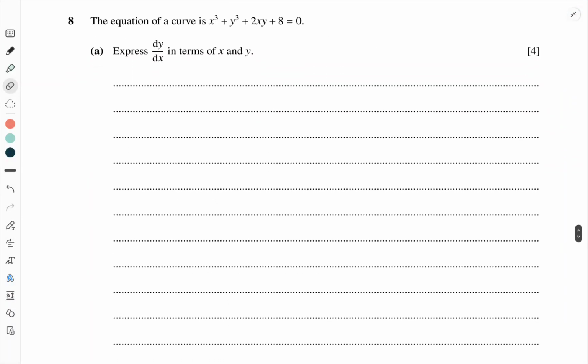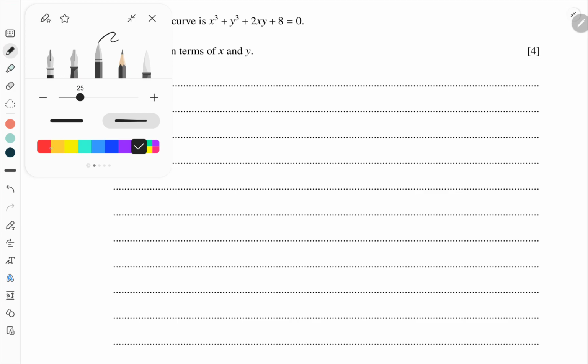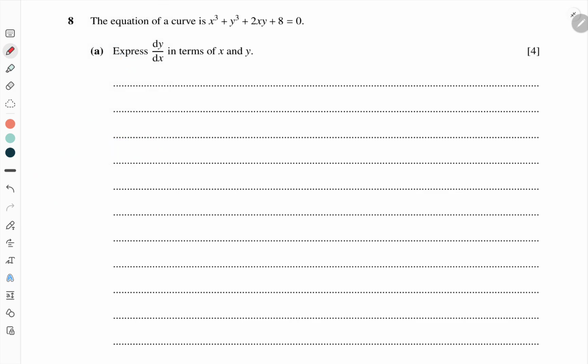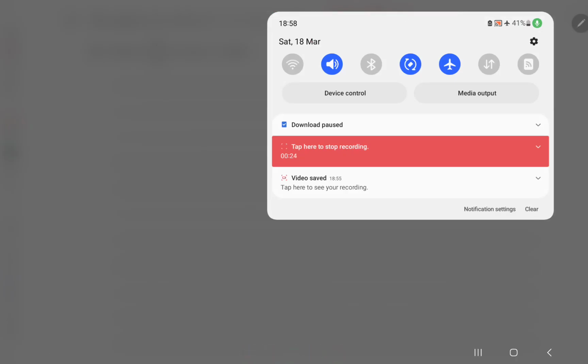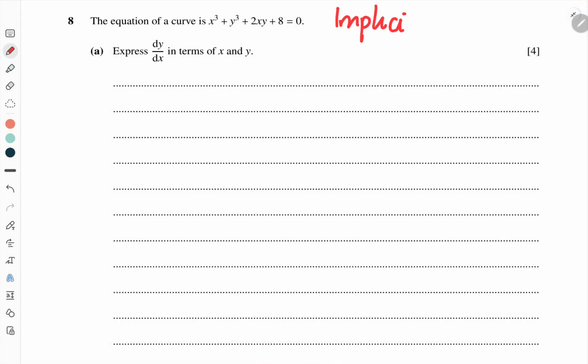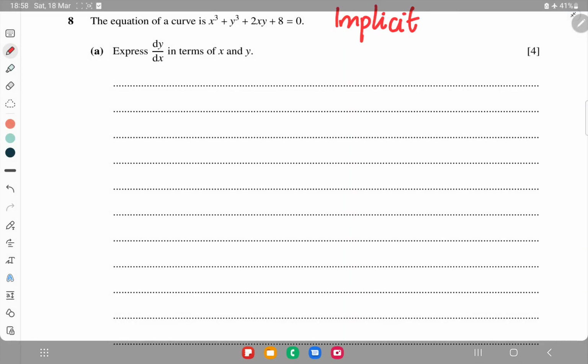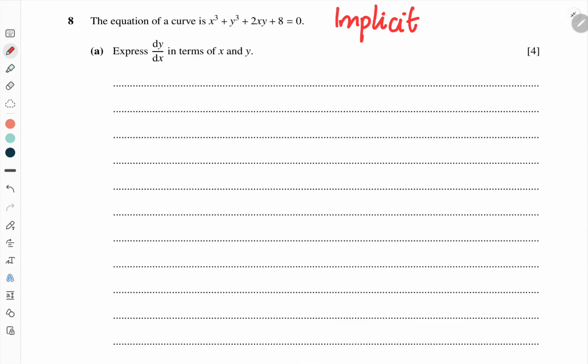The equation of a curve is given by x cubed plus y cubed plus 2xy plus 8 is equal to 0. So express dy/dx in terms of x and y. This is a question that requires knowledge of two important aspects of differentiation. The first one being the implicit part of differentiation.